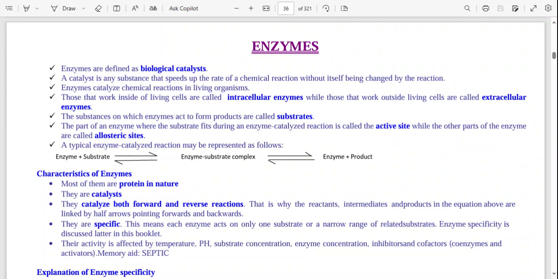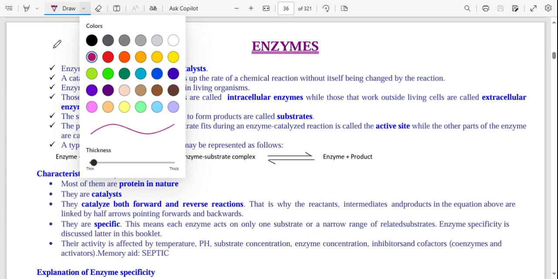Now, enzymes. We define an enzyme as a biological catalyst. A catalyst is just any molecule that will speed up the rate of a chemical reaction. But the important thing is that when this catalyst is speeding up the rate of a chemical reaction, it is not going to be changed. Okay? Let's say, for example, you are reacting two things.